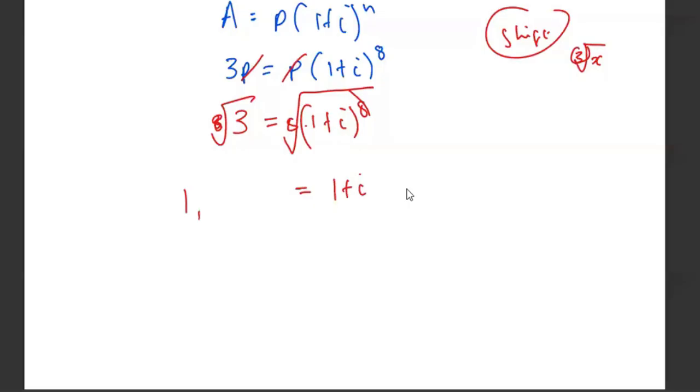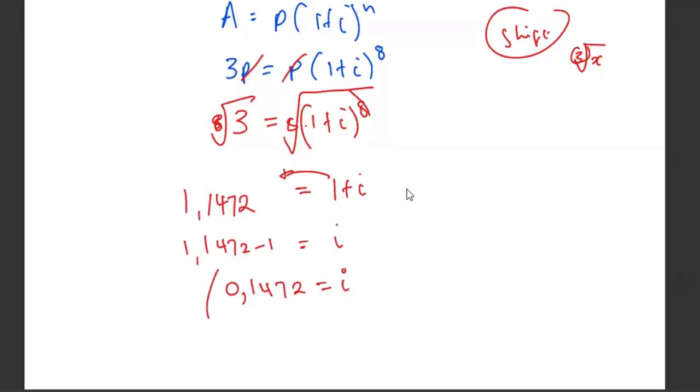It gives me 1,1472. Then I need to move this 1 to this side, and I'll have to do the subtraction. And then that's going to be 0,1472 equals i. Now, whenever you ask for interest rate, always multiply the final answer by 100, so that we get our percentage as 14,72%. All right, so that is 1.1.